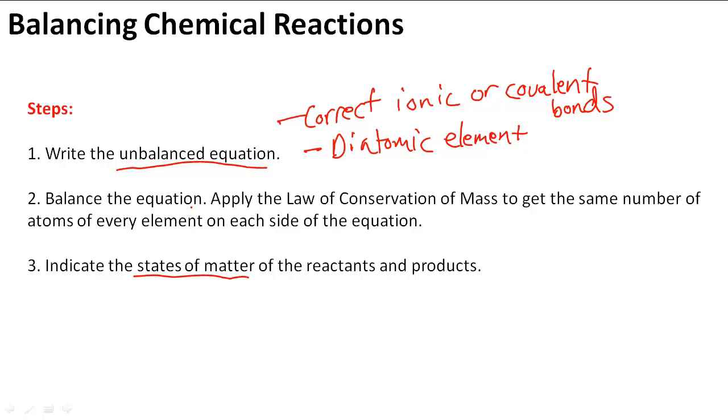And then the second step is to balance the equation. Apply the law of conservation of mass to get the same number of atoms of every element on each side of the equation, because remember, this law of conservation of matter says nothing is created or destroyed. This is why we must balance equations. And this is going to become very important when you do stoichiometry, because it is integral to have the correct coefficients to do the problems correctly.